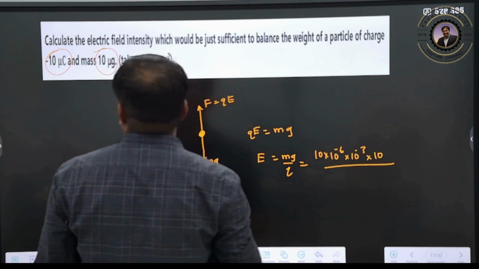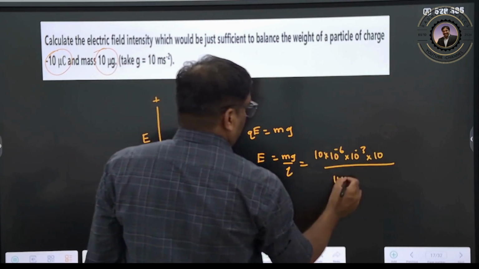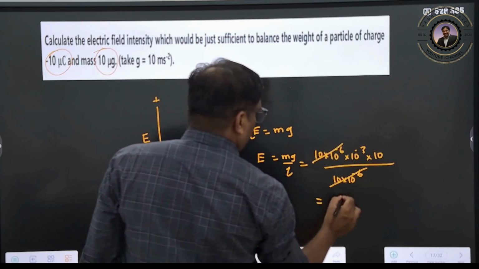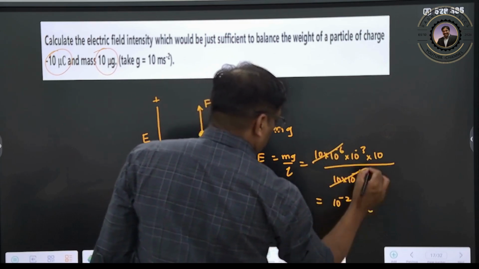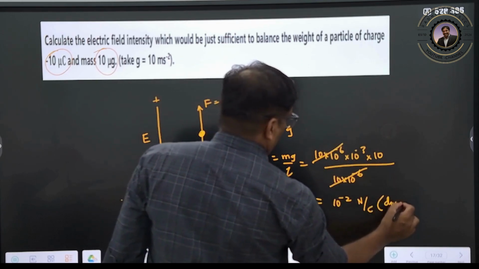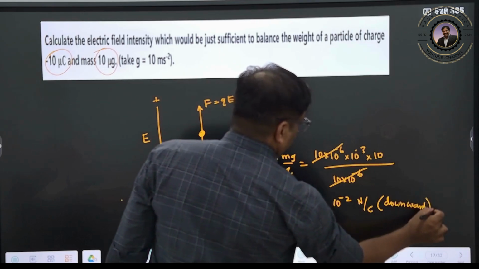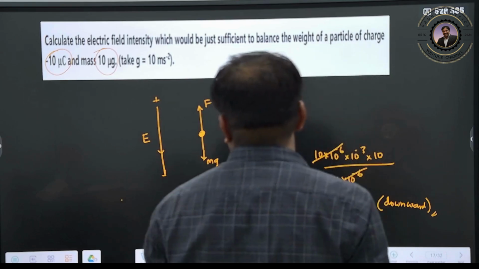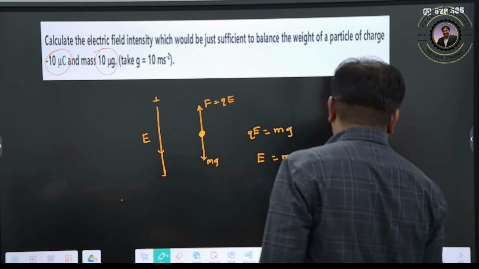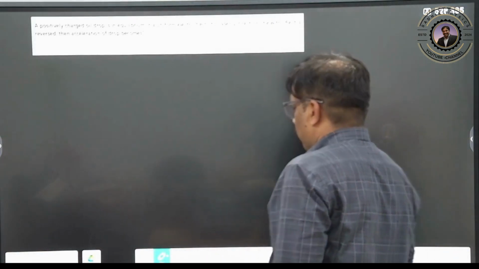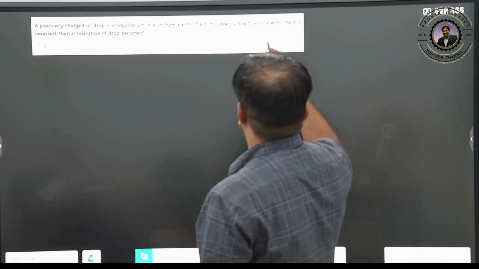So divided by the charge, how much is it? 10 microcoulomb, 10 to the power of minus 6. These cancel out. So 10 to the power of minus 2 Newton per coulomb, in the vertically downward direction. So it will exert the field in the downward direction. Clear? Now let us see one more concept. Here is one more problem.